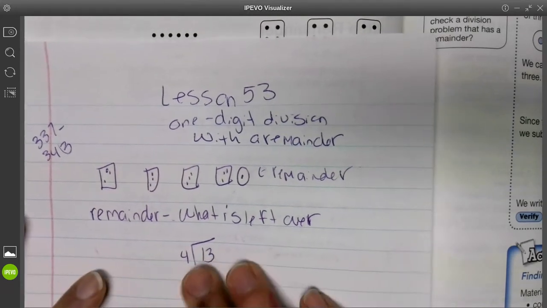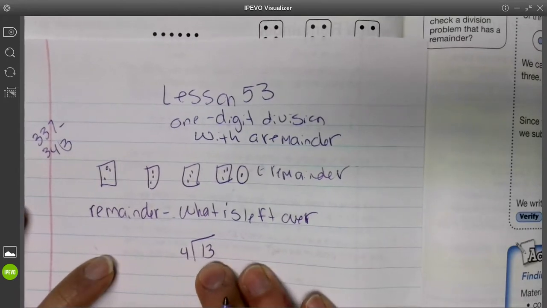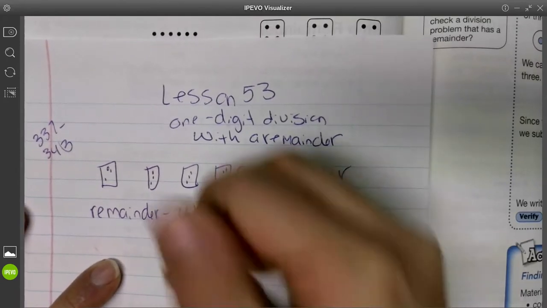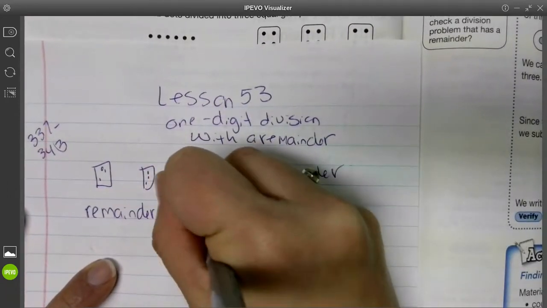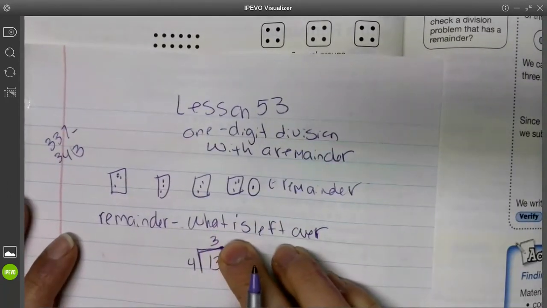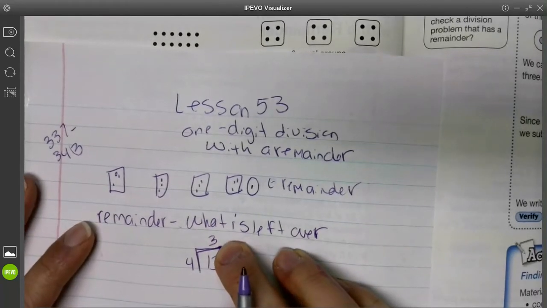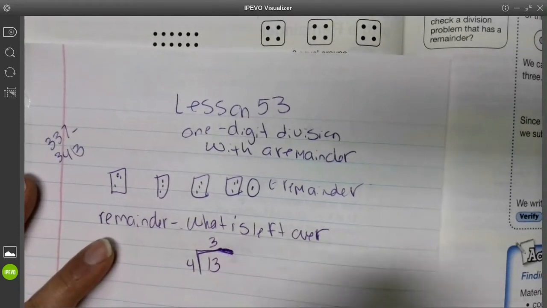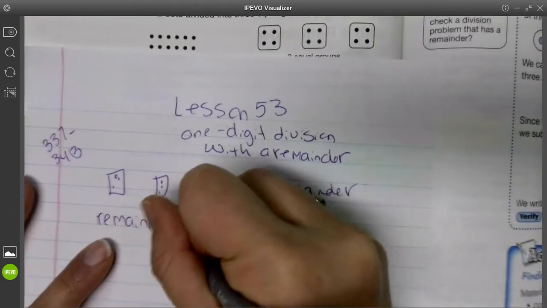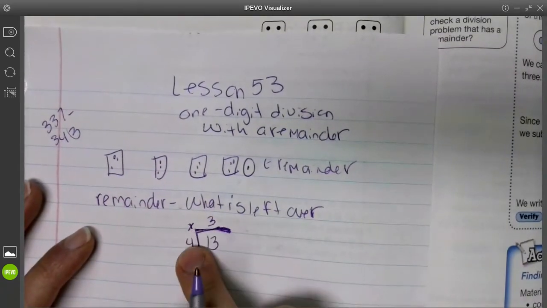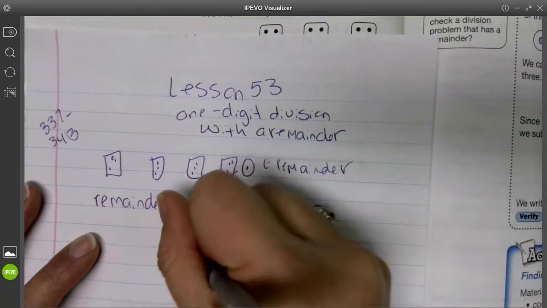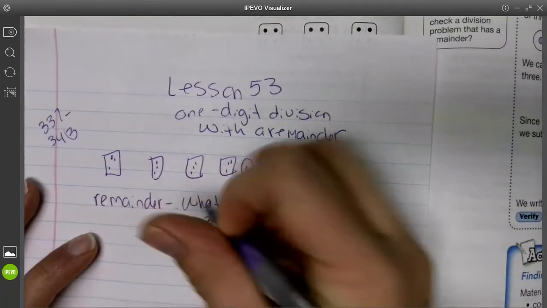All right. What we do know is that 4 can go into 13 3 times. 4 times would be too many. 3 times is a little less. So what this is saying is that there are 3 groups. Okay, so then I draw a multiplication symbol here. So I take 3 times 4, and I write my 12 right underneath the 13.